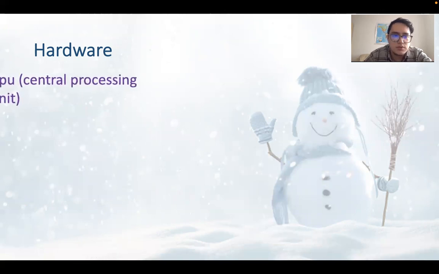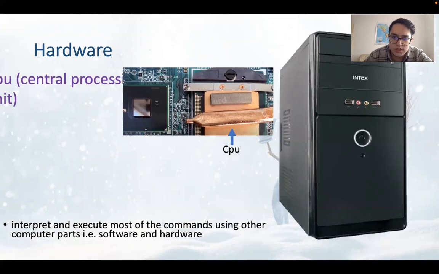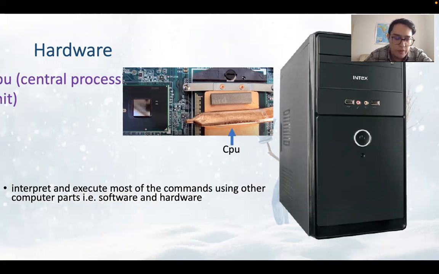CPU, Central Processing Unit. This is the CPU, which is an important part of the computer, and it interprets and executes most of the commands using the computer parts, software and hardware. So basically, in a simple way to explain to you, it's the main brain of the computer. If you don't have this, the computer will not work. So it's a very important part.